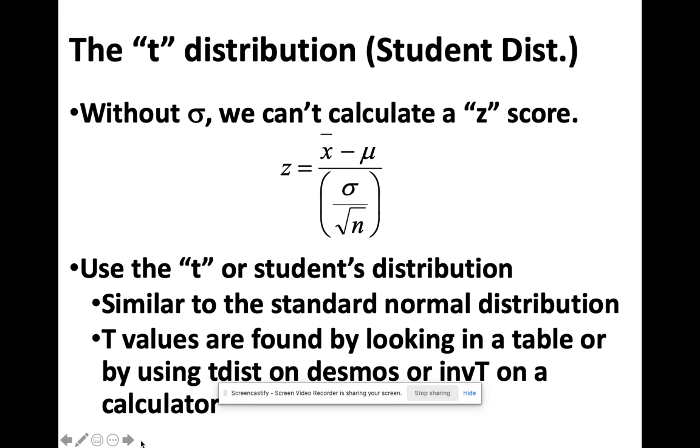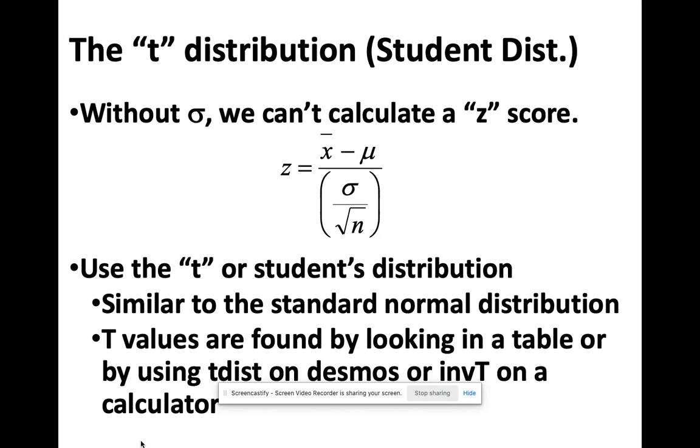The student's t-distribution is a distribution that's similar to the standard normal distribution. We use it because without our population standard deviation, sigma, we cannot calculate a z-score. If you notice, we need that sigma in order to do our calculating.